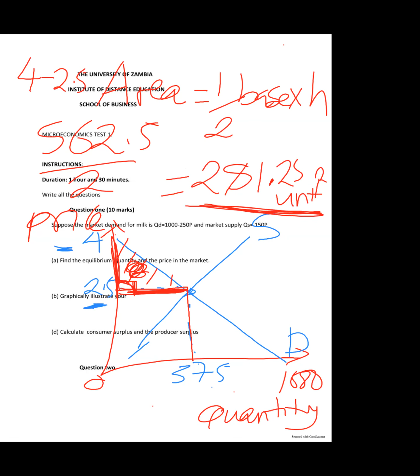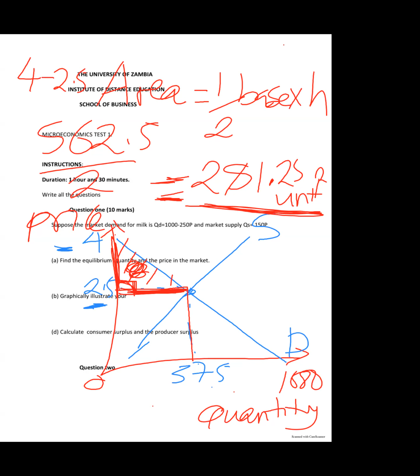881.25 unit squared. So this is basically the area that is represented by this triangle. It is called the consumer surplus. Now, what is consumer surplus?